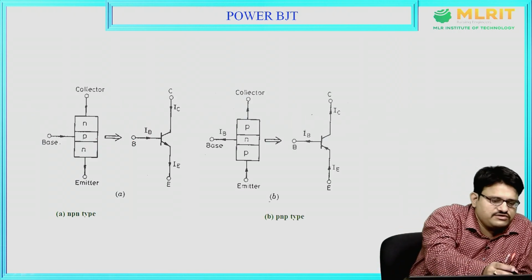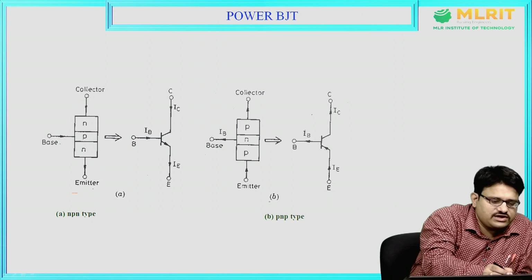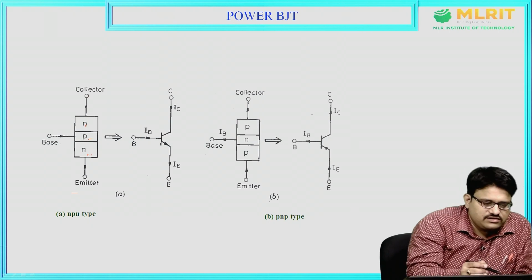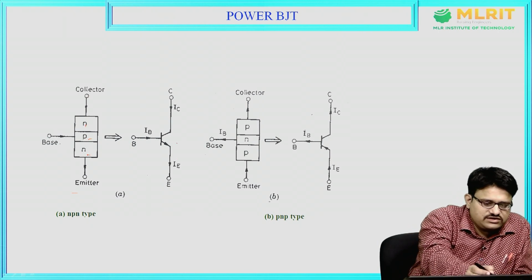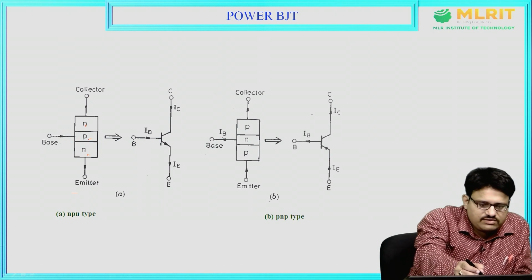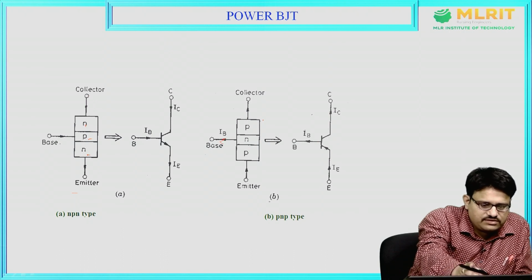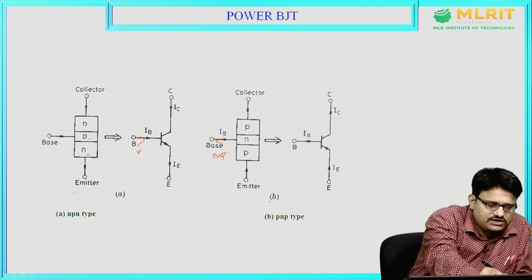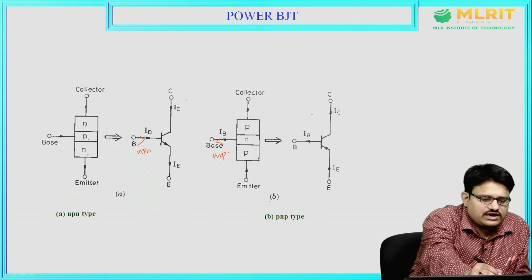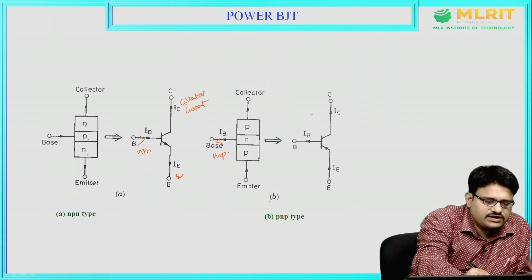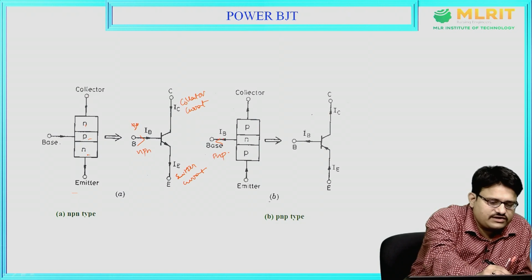BJT has 3 terminals: collector, emitter and base, and 3 layers NPN. Here the current is traveling like this, so that is NPN. If the current is traveling this side, it is PNP. If it is traveling this side, it is NPN. This is the collector current, this is the emitter current and this is the base current.